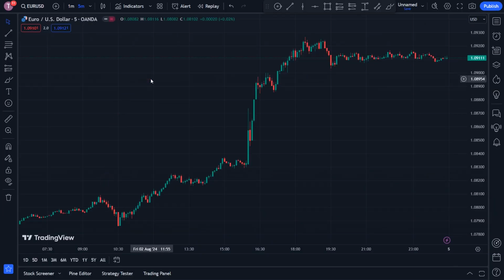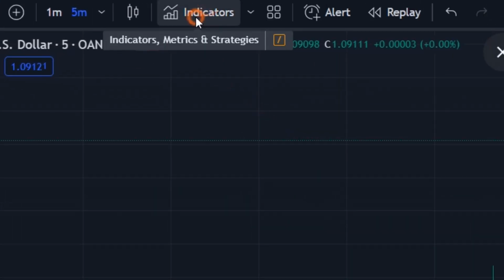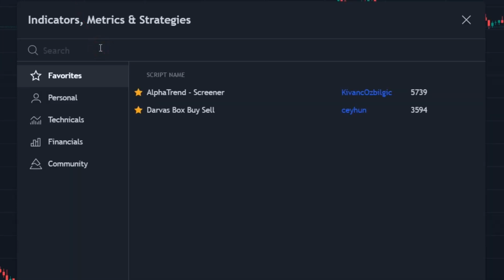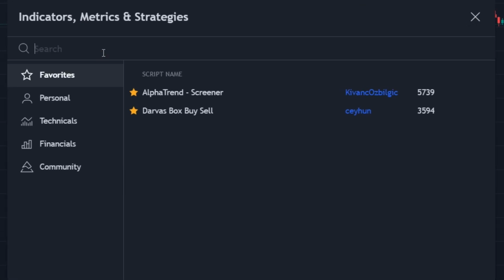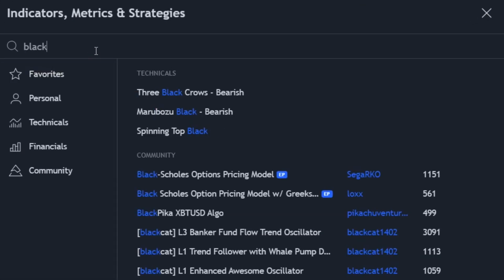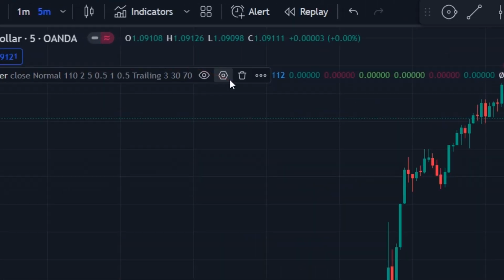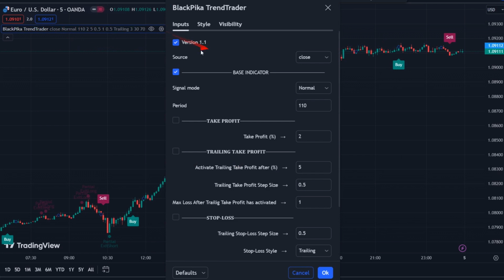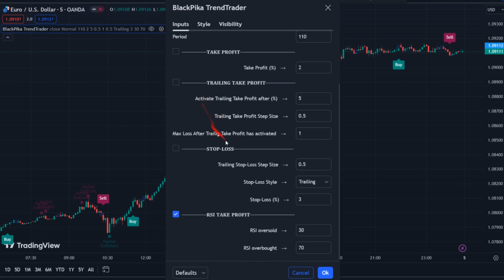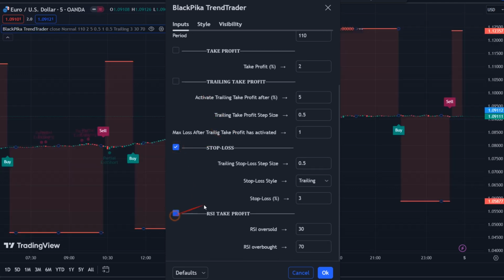Now we come to the most important part of this strategy. We need to go to the indicator section and add the first indicator to the chart. For this, just type black pickup trend in the search box. Once you find it, click on it to add it to the chart. After that, we need to go to the settings of this indicator and make some changes. Please watch this part of the video carefully because it's very important and mistakes here can have serious consequences.